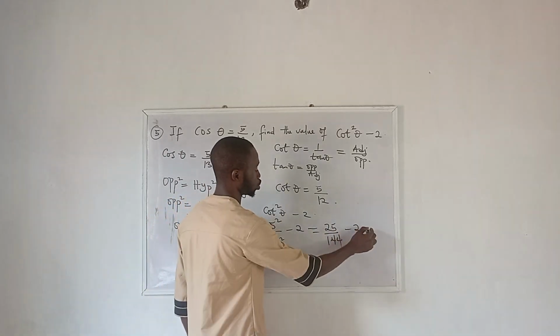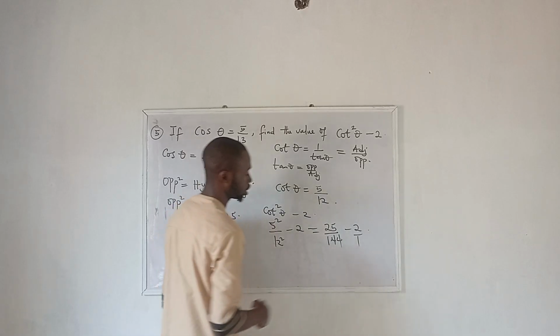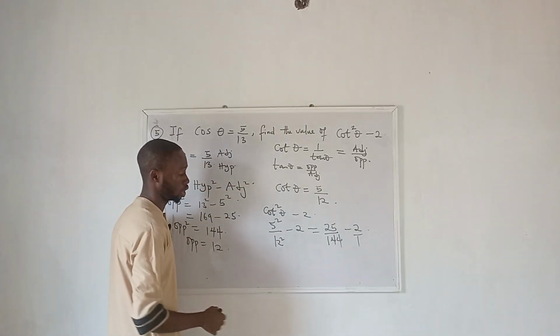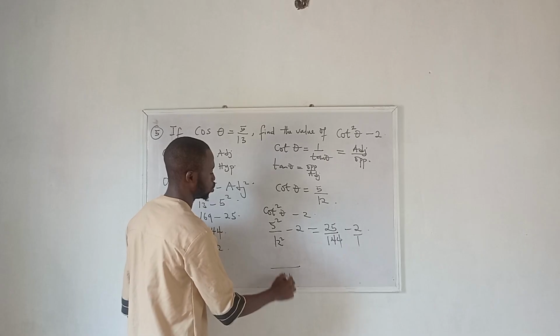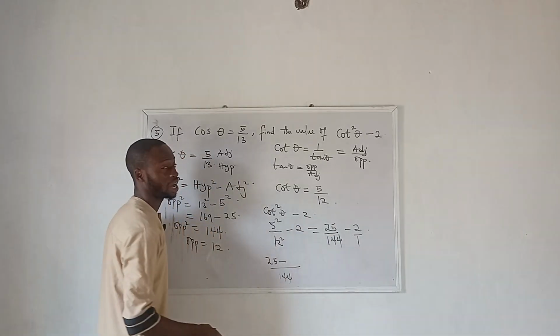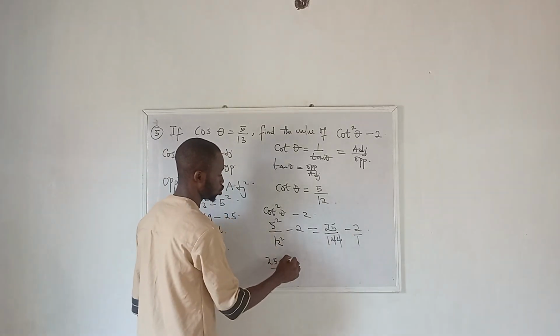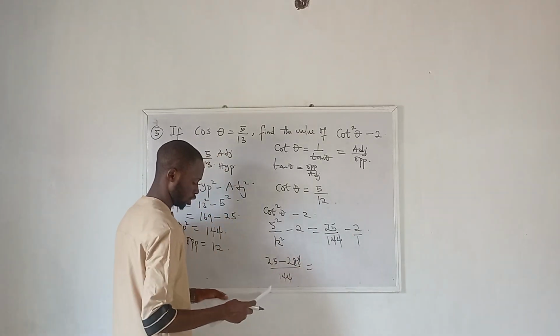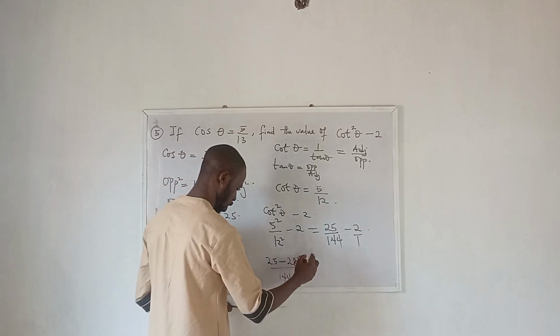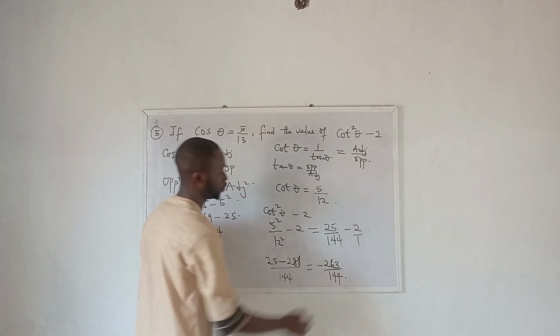144, minus 2. So if we subtract that, the LCM of 144 and 1 should give us 144. 144 divided by 144 is 1, 1 times 25 is 25. 25 minus 1 times 144 is 144. 144 times 2 is 288. So if we subtract that, we should have minus 263 over 144.